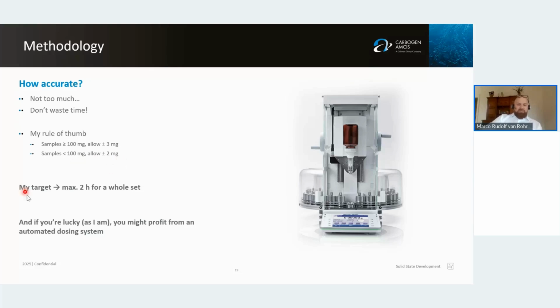For me, my target is to have a whole set, so 16 concentrations, prepared in maximum 2 hours. And if you're lucky as I am, maybe you have an automated powder dosing system, like a Quantos machine from Mettler. For some substances, when it works, it can really save you time. Quite a cool thing to have.